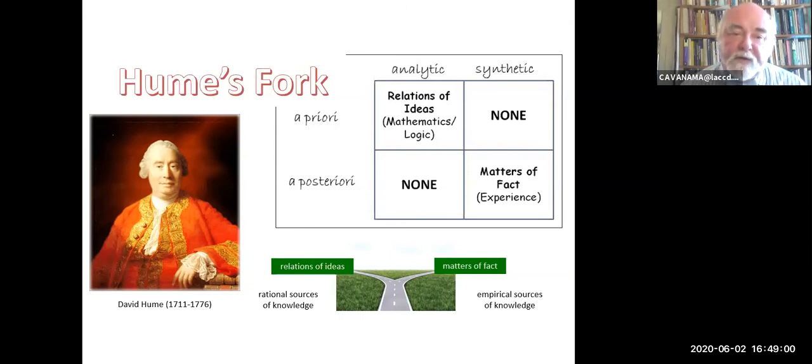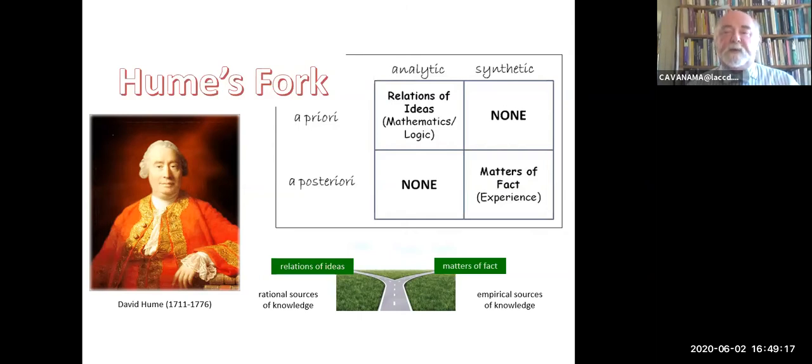We can go with relations of ideas, the rational sources of our knowledge, or we can go with matters of fact, the empirical sources of our knowledge. Of course, we could do both. We'll see down the road, we don't have to get there just yet. Hume says there are only two kinds of knowledge we can have.